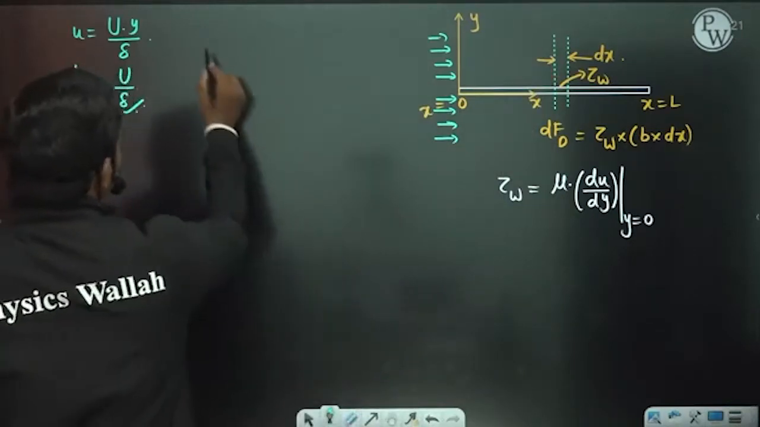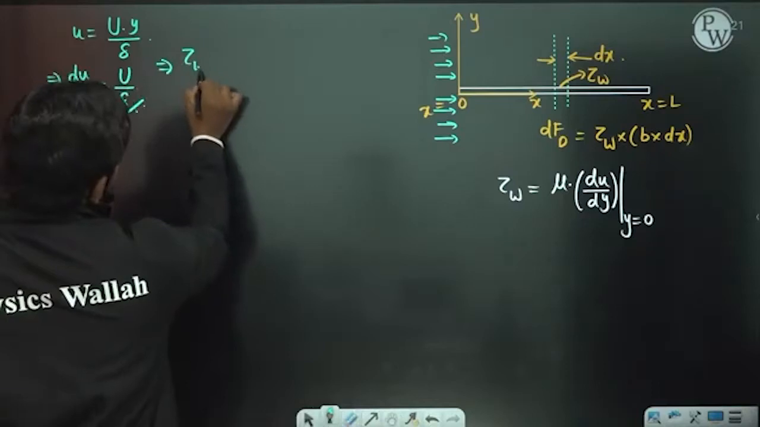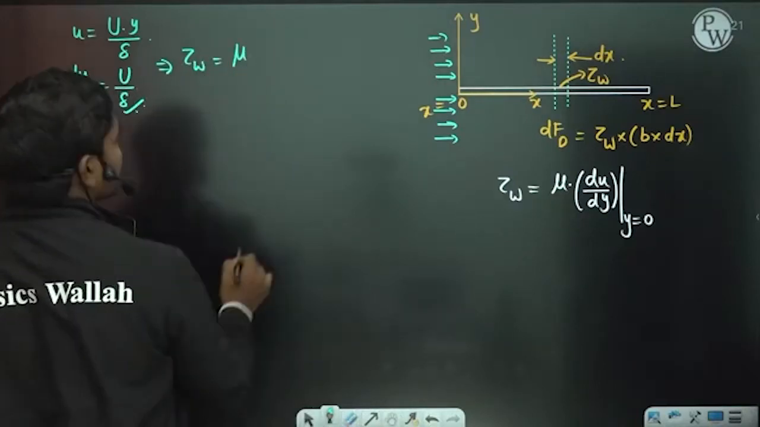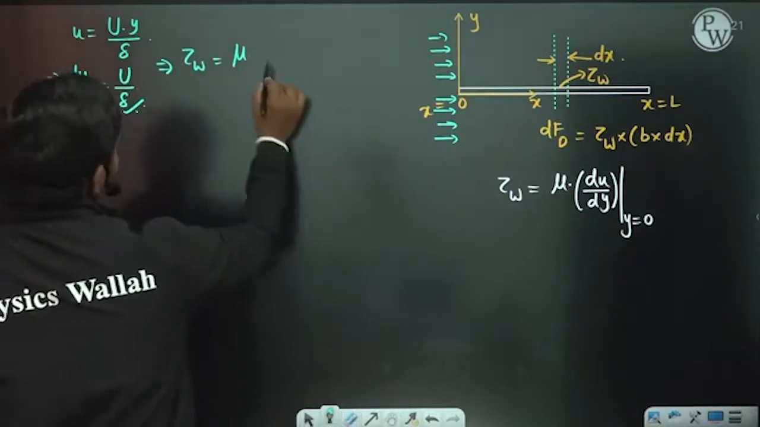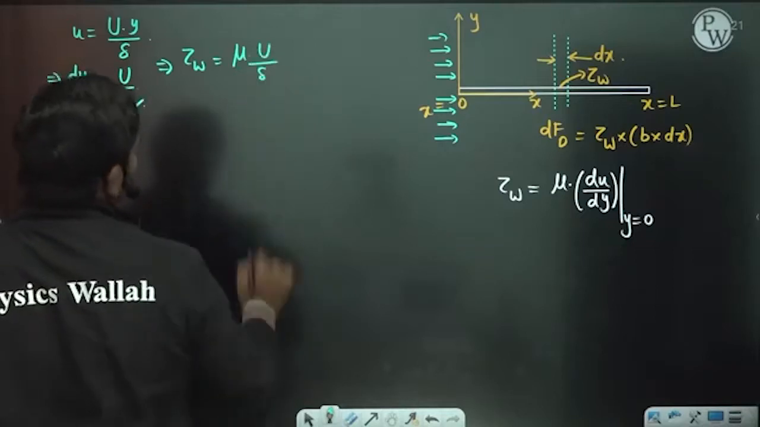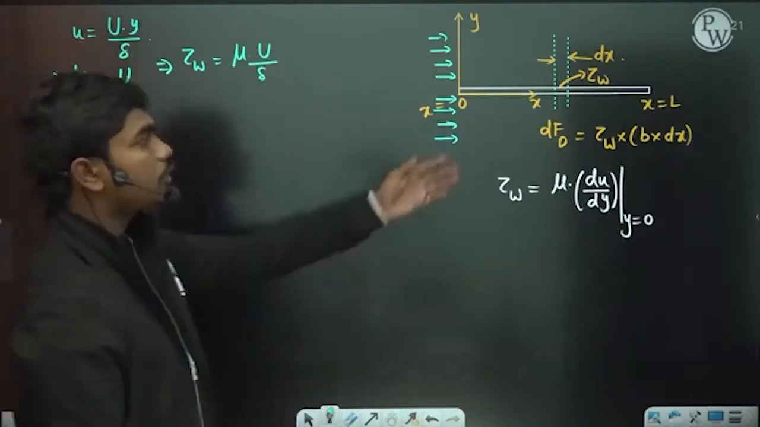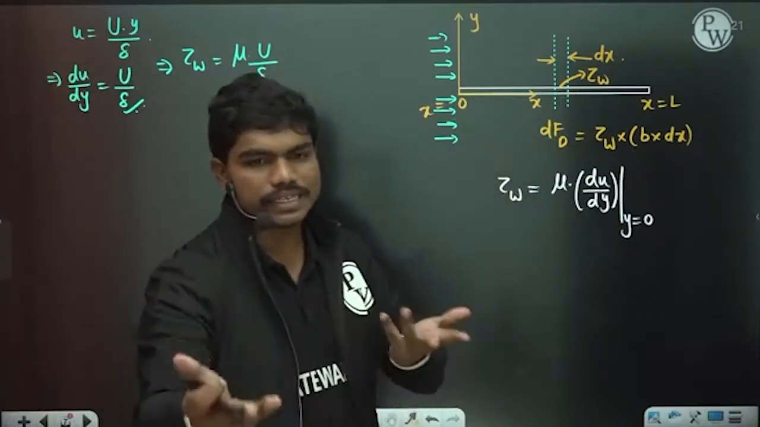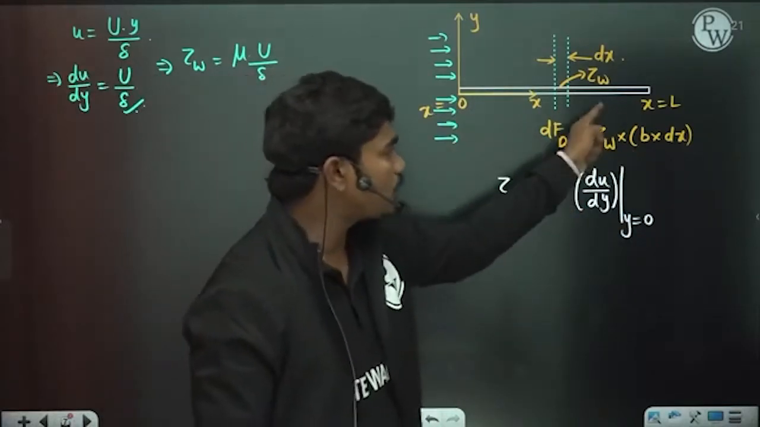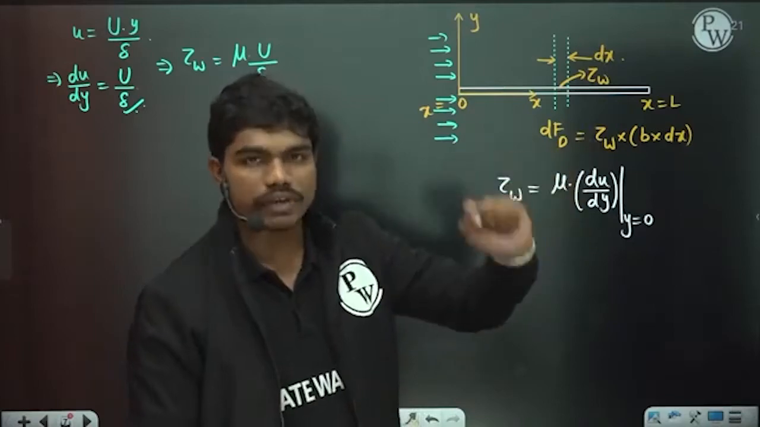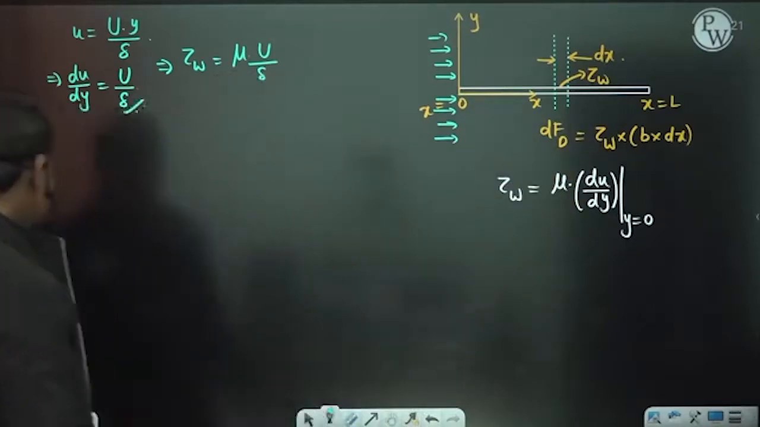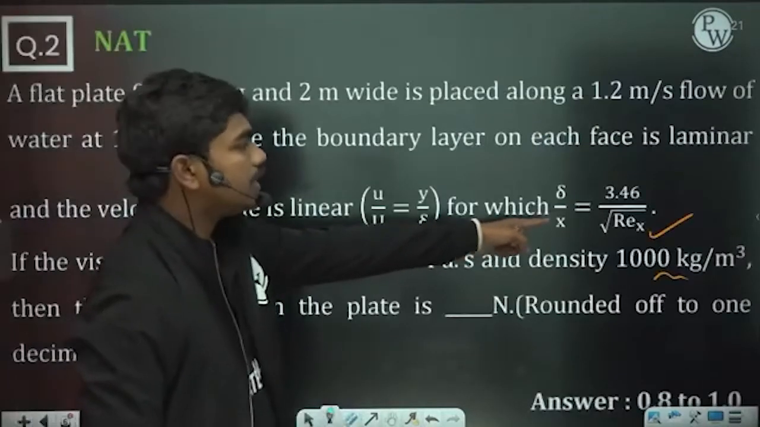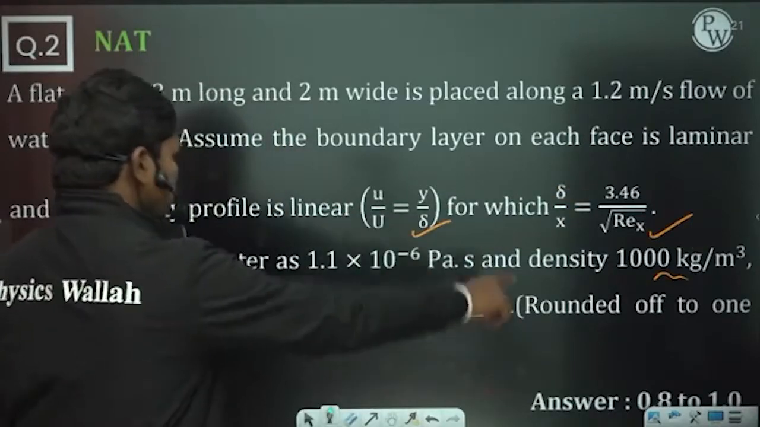So what is tau w then? Tau w is equal to mu, the dynamic viscosity, times du by dy, which is capital U by delta. Now if you want the drag force, you need to integrate this expression. To integrate, b is a constant value, the width of the plate. But you need to write tau w in terms of x, and exactly for that they have given you this function, that delta is a function of root Rex.